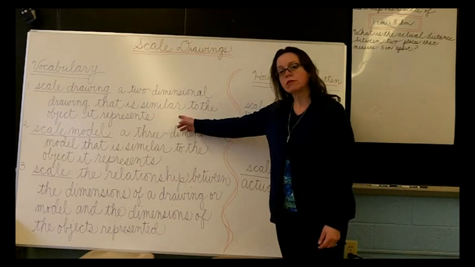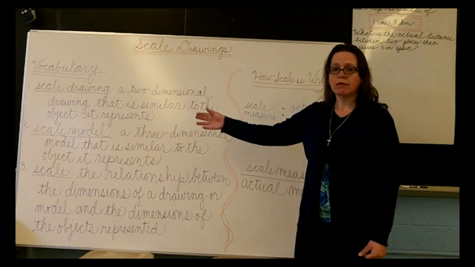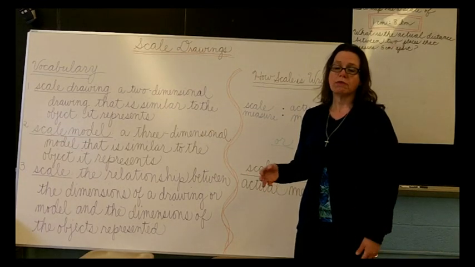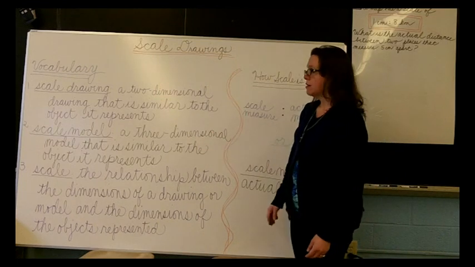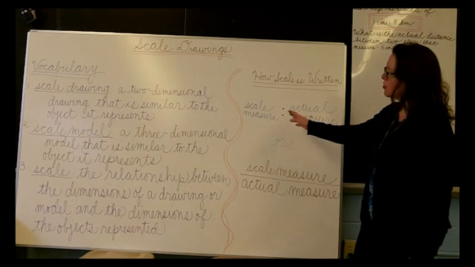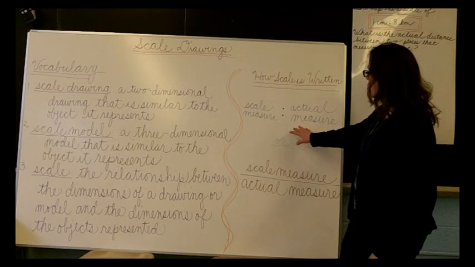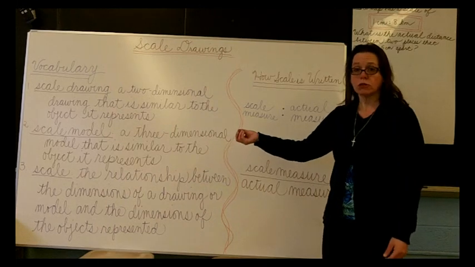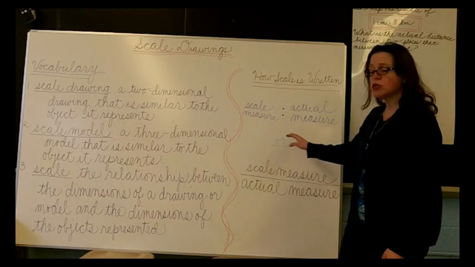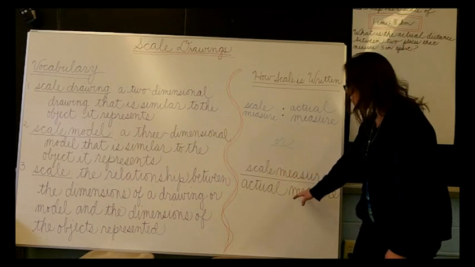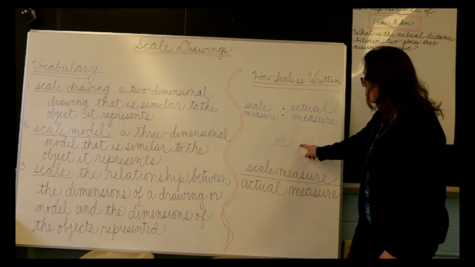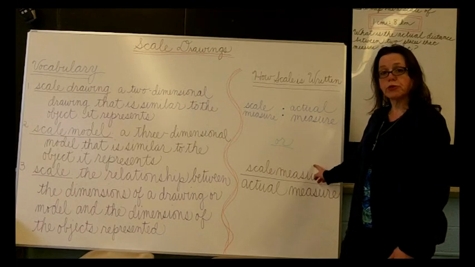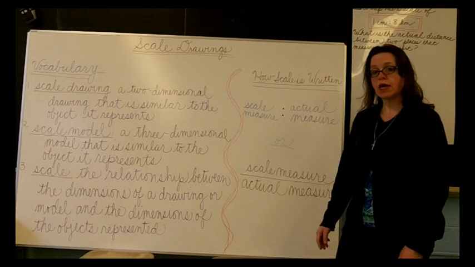Now, if you remember that word similar from last lesson, it means that the object's dimensions are proportional to the dimensions of both the drawing and the model. And scale is written in two different ways. One with a colon in the middle, where the first number is your scale measure, which is the smaller number, and then your actual measure follows the colon. And then down here you can see it can also be written as a fraction, where the scale measure, your smaller number again, will be your numerator, and your denominator is the actual measure.